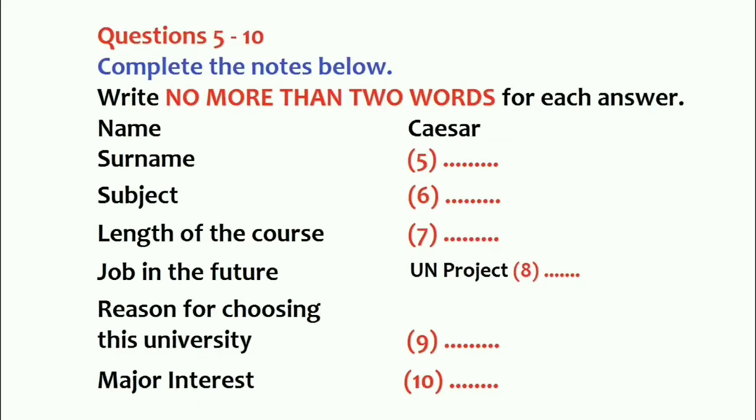Development Economics. I see. And how long is the course for? 1 year. It's a postgraduate diploma. What would you like to do at the end of it? Have you made your mind up yet? Yes, I'd like to be a United Nations project advisor. Oh, would you? That sounds interesting. Tell me, though, why have you chosen this university? It's got a good reputation in the field of economics.